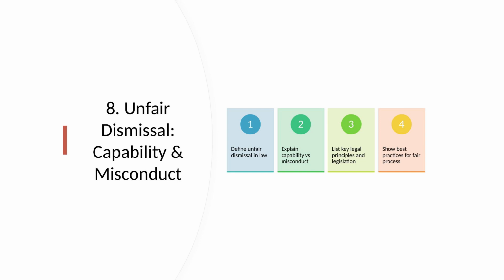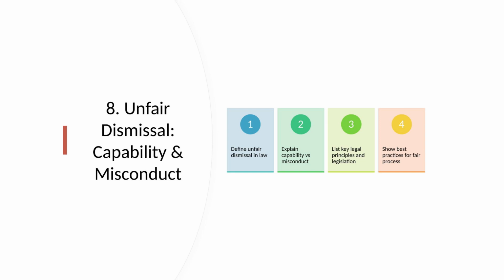Unfair dismissal occurs when an employee is terminated without a valid reason or fair process. Capability refers to underperformance or illness. Misconduct includes breaches of conduct like lateness or dishonesty. Laws like the Employment Rights Act 1996 guide fair dismissal. Employers must follow due process, investigate, consult, offer training, support, and give warnings.